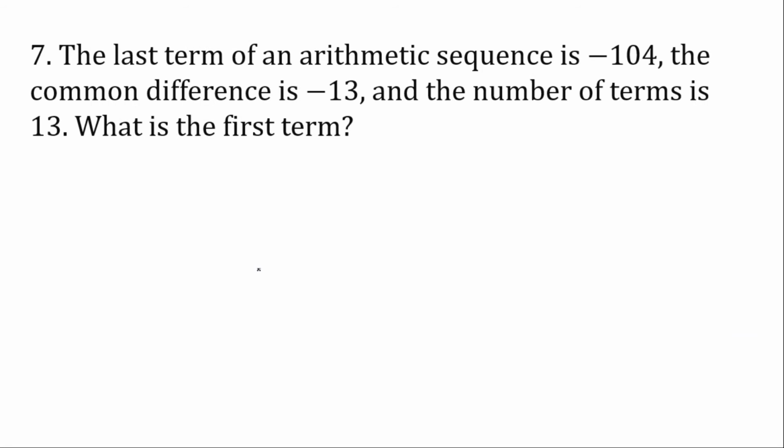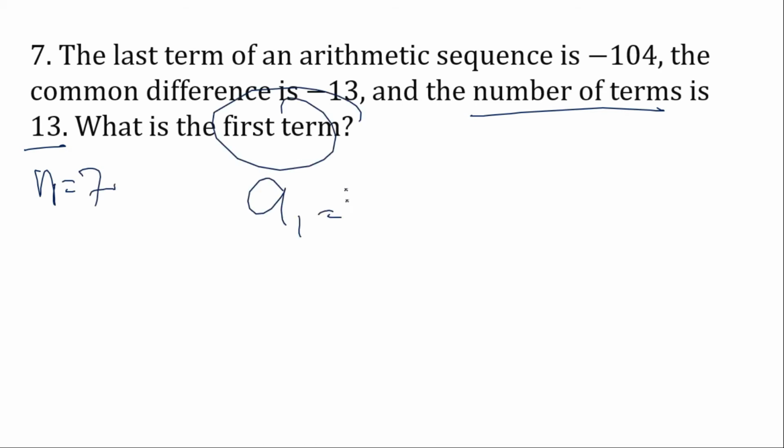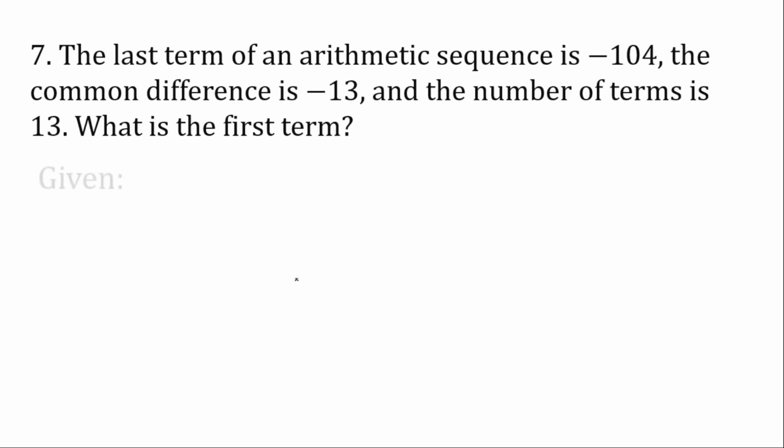Now, number 7. The last term of an arithmetic sequence is negative 104. The common difference is negative 13, and the number of terms is 13. What is the first term? This question is somehow similar to our previous one. Instead of finding what number of term, the number of terms is given. That is 13. So n is equal to 13. But we don't have a sub 1. So now we're going to find a sub 1 here.